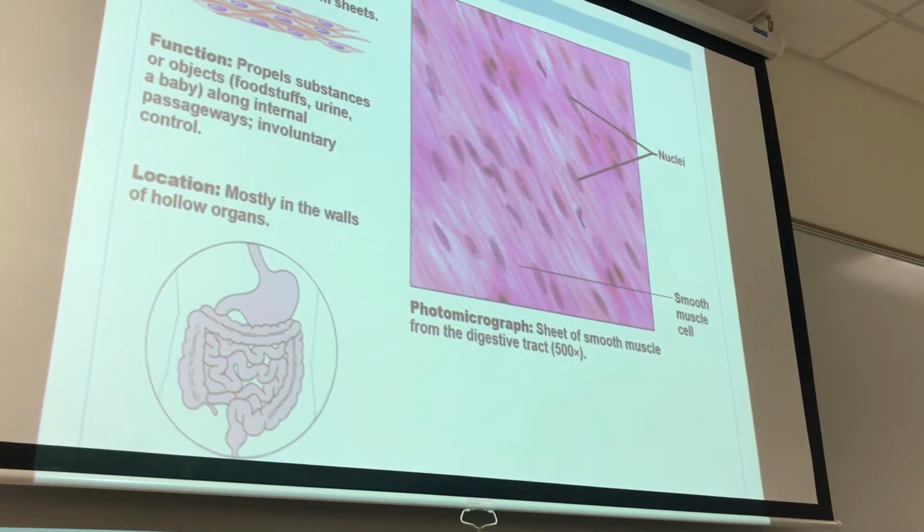The only exception to that rule would be the heart. The heart is hollow, and it doesn't have smooth muscle. It has cardiac muscle. So mostly in the walls of our hollow organs.